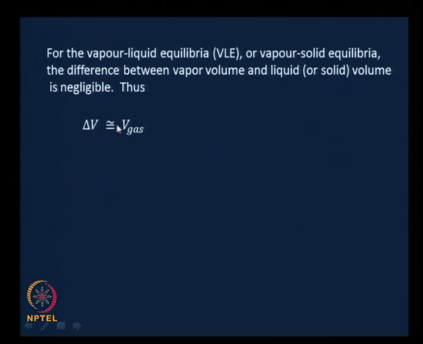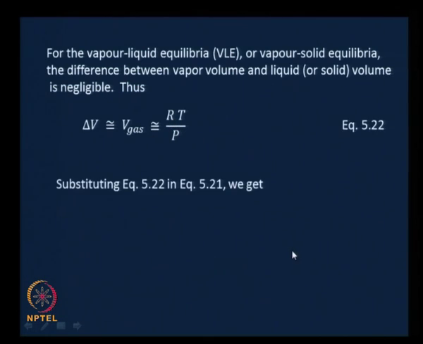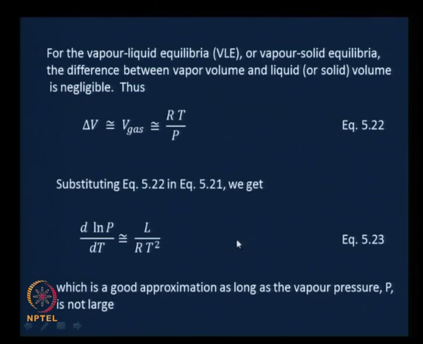Therefore, delta V is approximately equal to the vapor volume, or V gas, and if we use an ideal gas relationship, we can write that as RT by P. If we do that, we get d ln P by dT is approximately equal to L by RT squared, which is a good approximation to use for the Clausius-Clapeyron equation as long as the vapor pressure P is not large. This is what we had said.